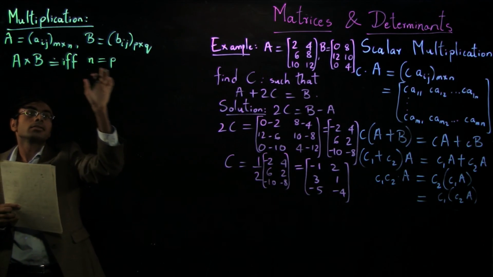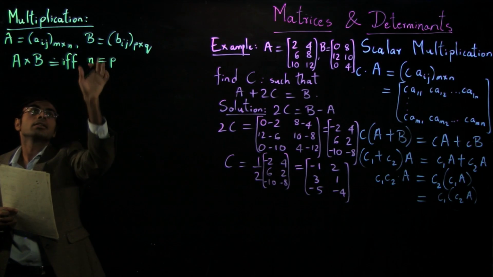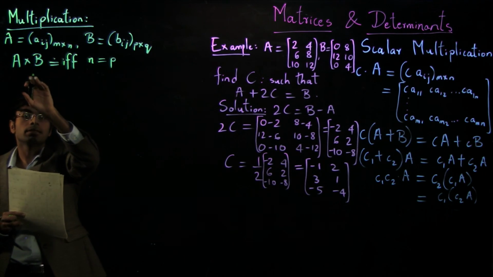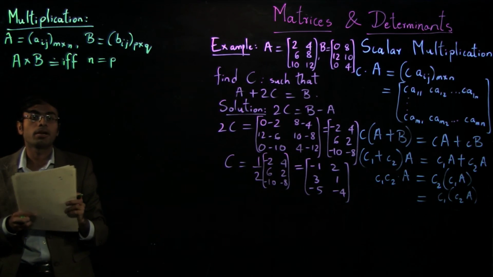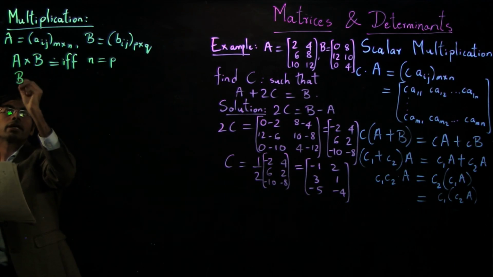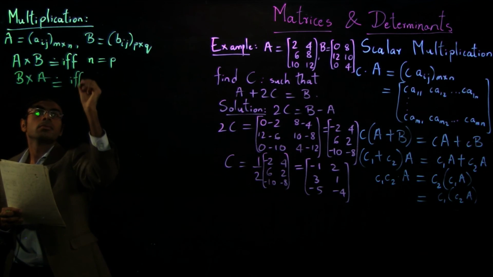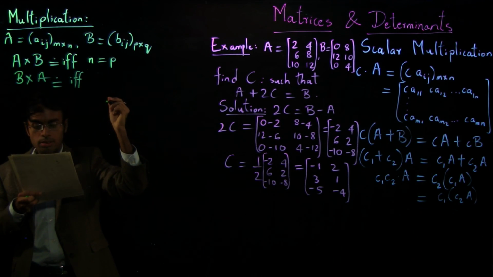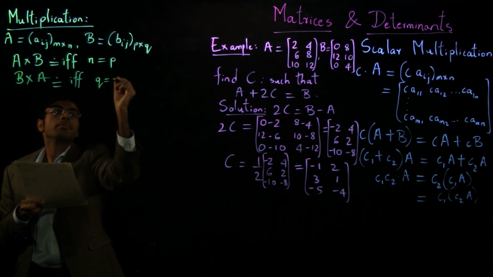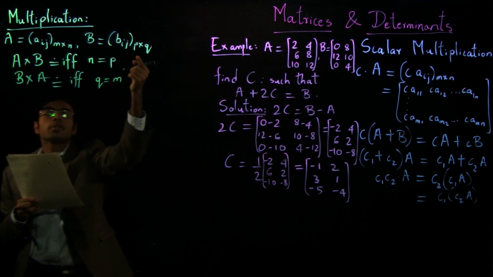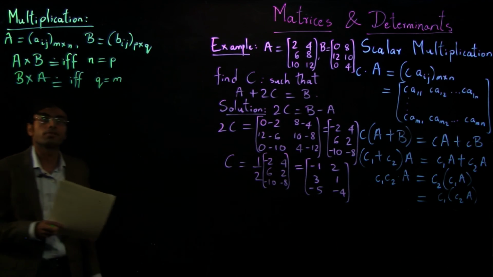Note that even if this is defined, the converse may not be true. So if A times B exists, B times A may or may not exist. B times A exists if and only if q equals m, which means that the number of columns of B must equal the number of rows of A.